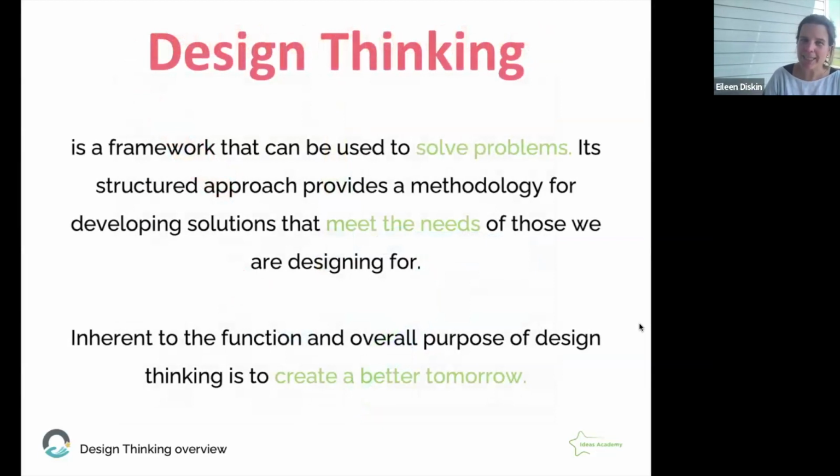So design thinking is a framework that can be used to solve problems. Its structured approach provides a methodology for developing solutions that meet the needs of those we are designing for. And inherent to the function and overall purpose of design thinking is to create a better tomorrow. So of course, it'll be a good one for you all to be using.